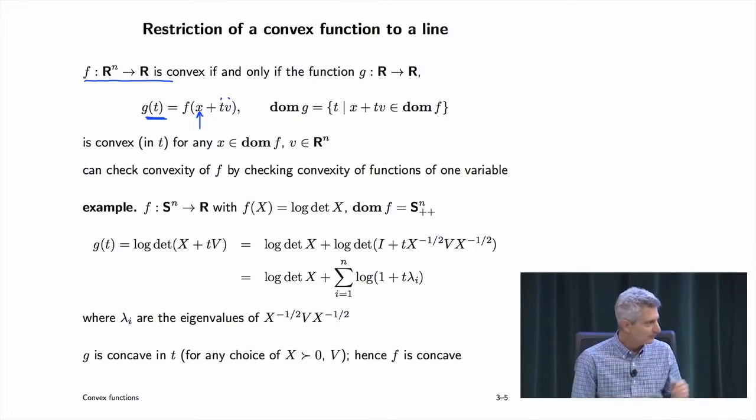What this says is, in principle, you can detect if a function on Rn is convex by simply taking all lines. Now, of course, you cannot really do that. But this does give you a perfectly good method for checking if a function is convex, and I will tell you what it is.